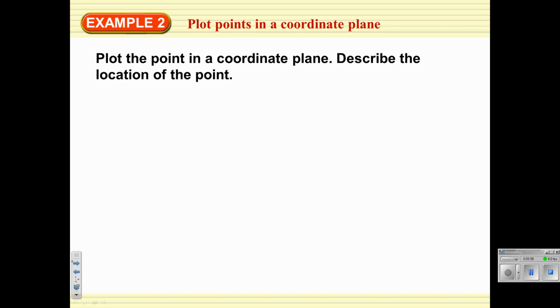All right, plotting a point in a coordinate plane, and then it says describe the location. Okay, so we talked about quadrants. That's what the location is going to be. So here are our 2 points, point A, point B, and the coordinates.